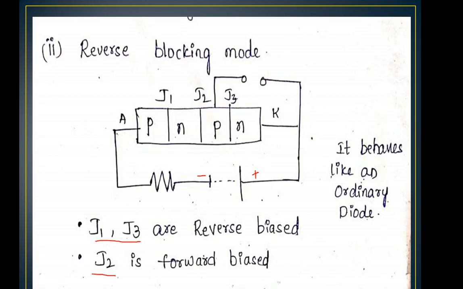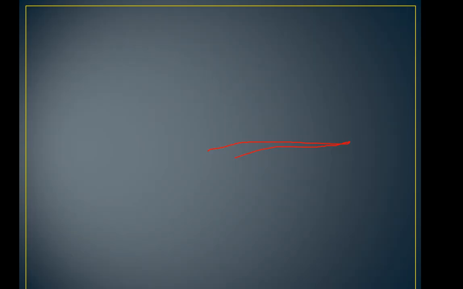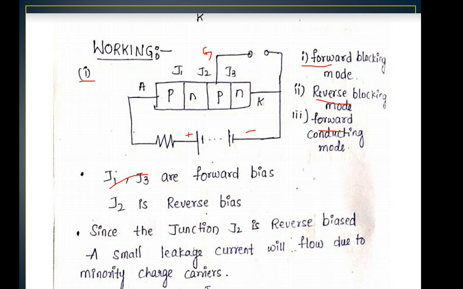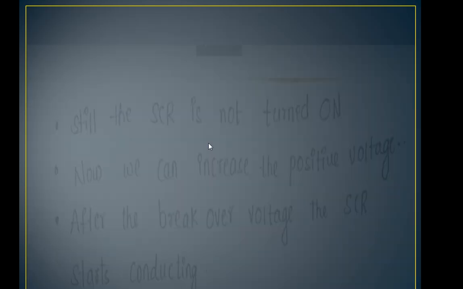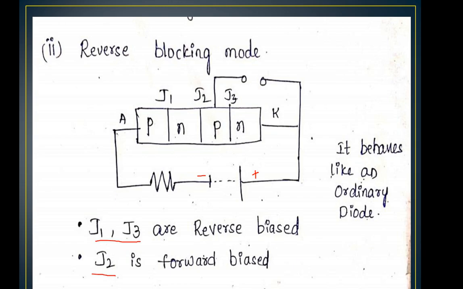If you observe the forward blocking mode, here we are not applying any voltage to the gate terminal, just connecting anode to positive and cathode to negative. And in the reverse blocking mode, here also we are not connecting any voltage to the gate terminal, just connecting anode to negative and cathode to positive.